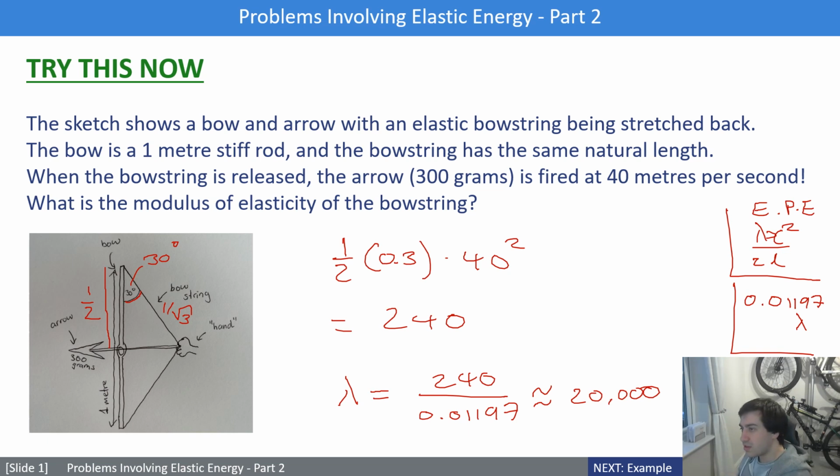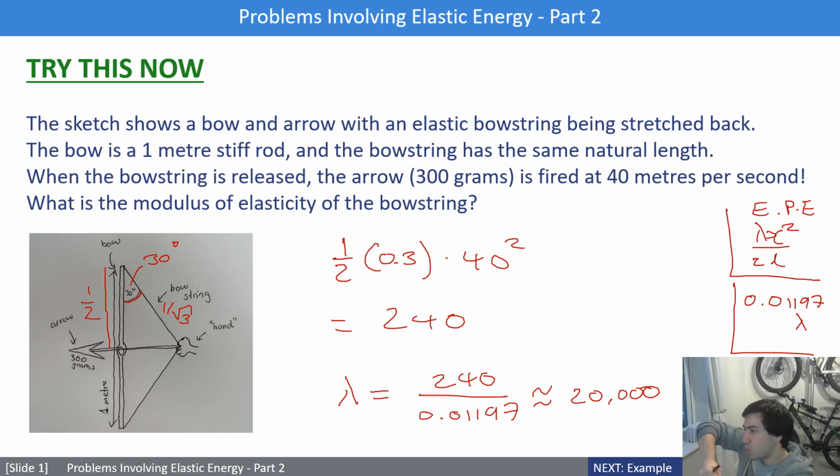So what that large number is telling you is effectively that for something like a bow and arrow, you need a really stiff elastic string. I suppose it doesn't really feel that stiff if you ever used a bow and arrow, but it does take quite a bit of effort to pull it back, quite a bit of work. It's not elastic like an elastic band is elastic.